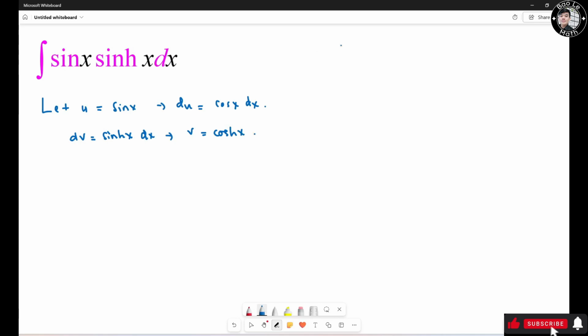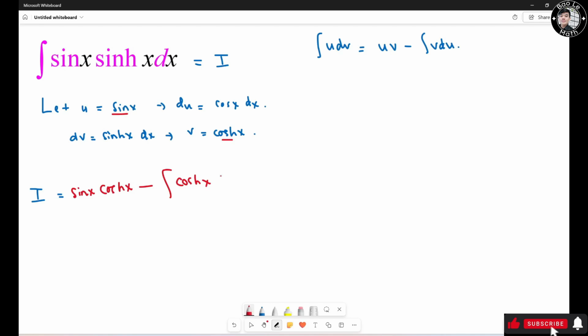Alright, now you have the formula: the antiderivative of u dv equals u times v minus the antiderivative of v du. Now I'm going to let this one be I. So I becomes u times v, where u equals this and v equals this, so we have sine s times hyperbolic cosine of s, minus the antiderivative of v du. V equals this right here, so it is hyperbolic cosine s times du, which is cosine s ds, right?